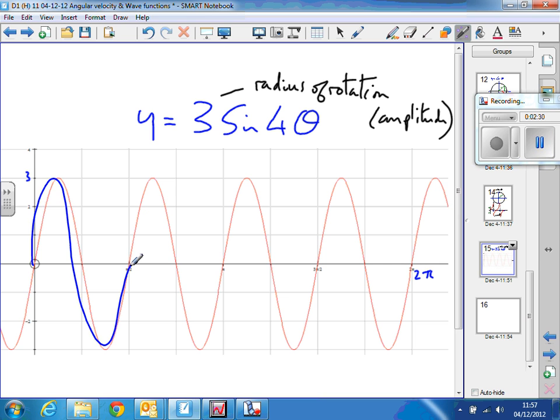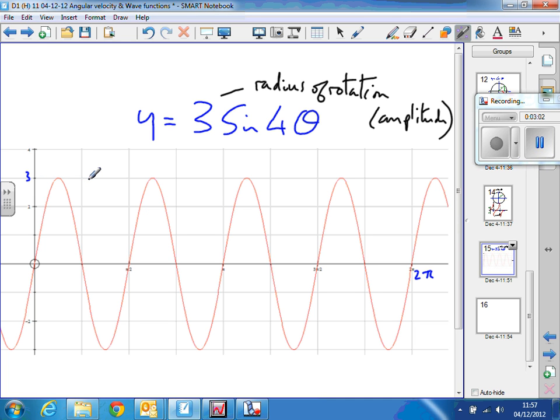So if I wanted to sketch this, if I didn't have Autograph, I could sketch this, couldn't I? Between 0 and 2 pi, or 0 and 360, couldn't I? The 3 is telling me what? The maximum value that it reaches. The 4 then is telling me what? How many cycles there are, yeah, within that region of 2 pi.